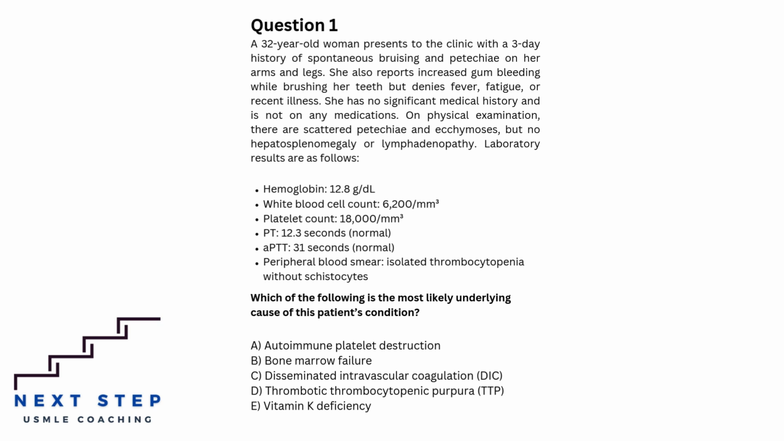So our hemoglobin is 12.8. WBCs are 6,200. Platelet count is 18,000. PT is 12.3 seconds. Activated PTT is 31 seconds. Everything here seems within normal limits with the exception of that platelet count. 18,000 is super low. We have a peripheral blood smear showing isolated thrombocytopenia without schistocytes. So which of the following is the most likely underlying cause of this patient's condition?